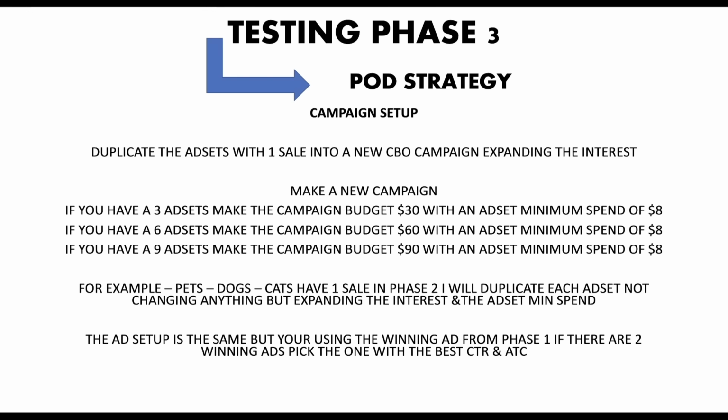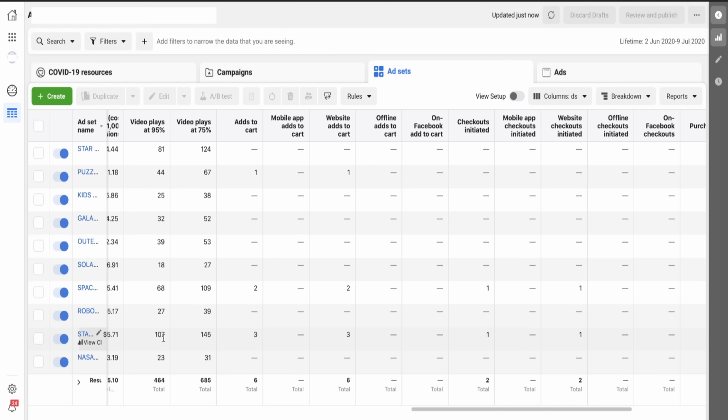For example, let's say pets, dogs, and cats have 1 sale in phase 2. I will duplicate each ad set, not changing anything but expanding the interest and the minimum spend. For the ad setup, it's going to be the exact same from phase 1. If there are 2 winning ads, pick the one with the best CTR and best add to cart ratio. So guys, let's pretend that I'm in phase 2 and this is the campaign from phase 2, and let's say these 3 ad sets got a sale.